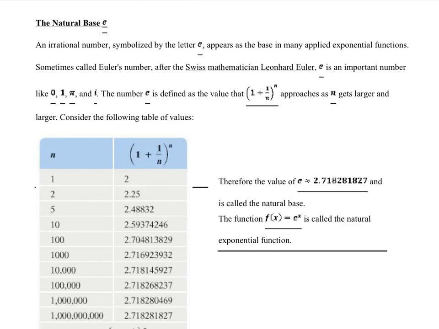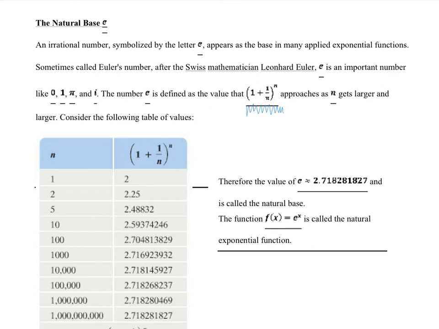Now we explored the natural number e, which was developed by the Swiss mathematician Leonhard Euler. Now Euler, the number e is a very important number like pi and i. What's most interesting is how it's defined. Where did it come from? How do you generate e, the values of e?